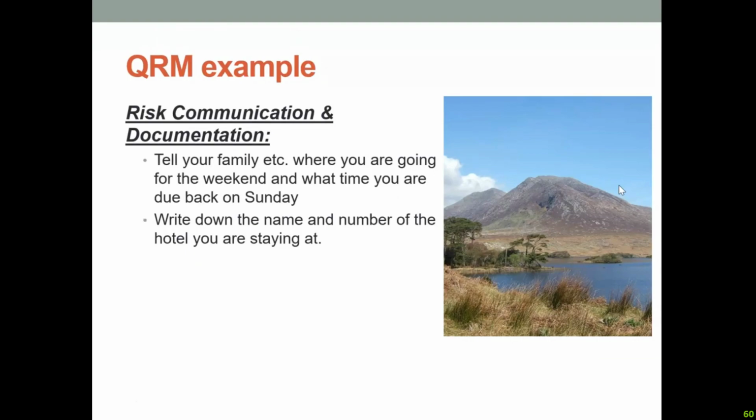So our risk communication and documentation. In this case, I'd make sure I tell my family where I'm going for the weekend, what time I'm due back. I'd write down the name and the number of the hotel I was staying at. And I would check the forecast again on Thursday to make sure nothing has changed before I go.